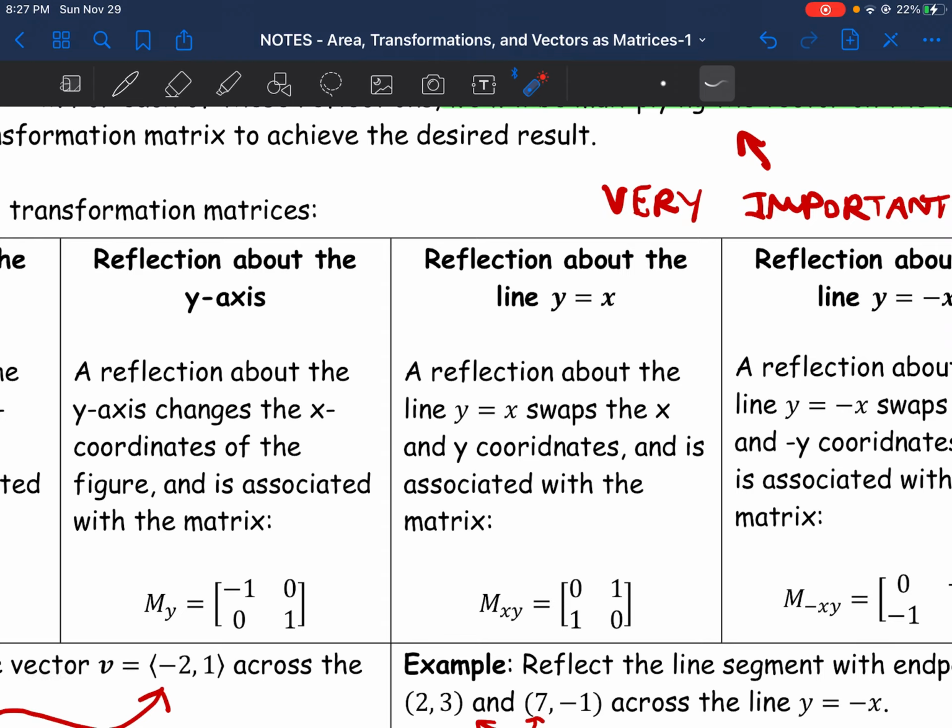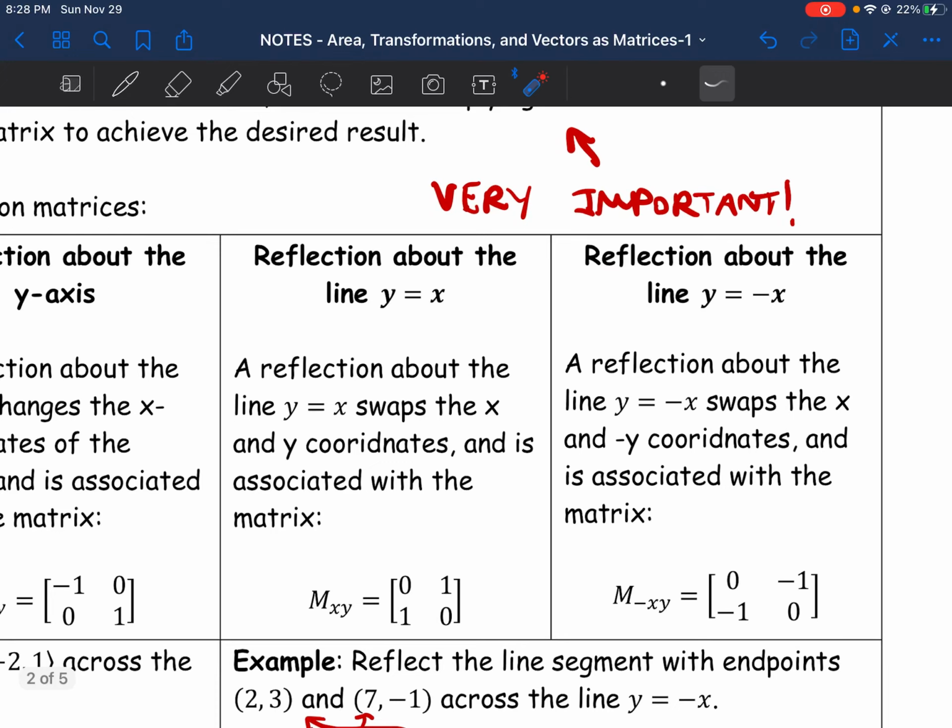If I wanted to reflect across the line y equals x, all I would have to do is multiply on the left side by the transformation matrix right here: 0, 1, 1, 0. And what this would do is swap the x and y coordinates with each other. And the next special transformation matrix allows us to reflect a figure about the line y equals negative x. We would use this transformation matrix right here, again multiplying on the left side: 0, negative 1, negative 1, 0. And what this does is it swaps the y and the x and negative y coordinates. It's essentially going to swap the coordinates and change the signs.